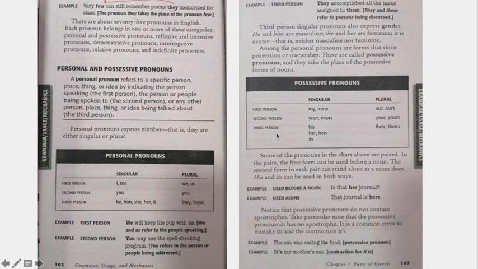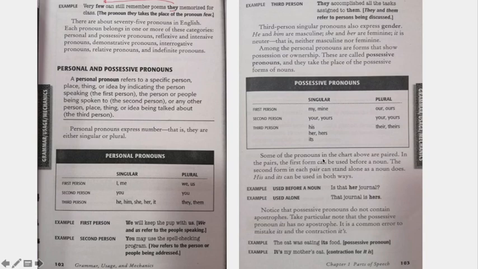Okay, and then we have the third person possessive pronoun. The singular form includes his, her, hers, its. But the plural form only has two ways of putting it into plural possessive form in the third person. So we have their and theirs.